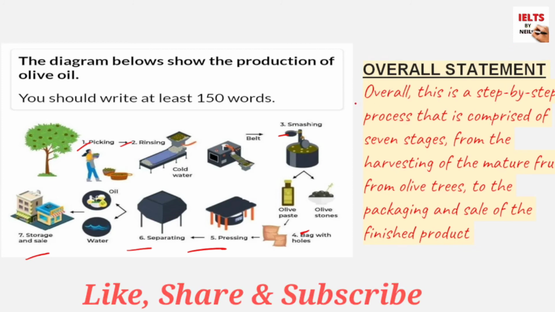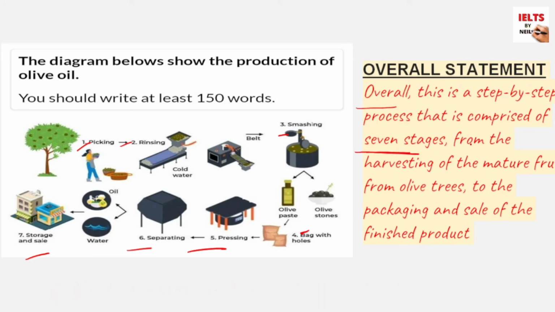It says, overall, this is a step-by-step process that is comprised of 7 stages. See, 7 steps or 7 stages. From the harvesting of mature fruit from olive trees to the packaging and sales of the finished product. So what I've done is 7 steps are involved, and the first step is picking the fruit, and the 7th step is storage and sale. So I've divided my overall statement into 2 things. Number 1 is number of steps, and number 2 is what are the first and last steps. This is the easiest way to do the process diagram overall statement.